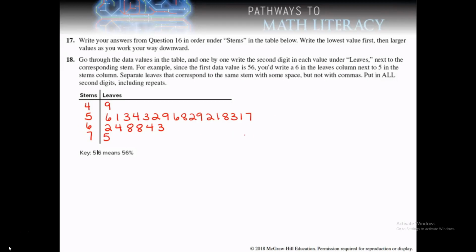Now in number 19, we're going to rewrite this stem and leaf plot with all of the leaves in the 5 and 6 row rearranged to be in order.